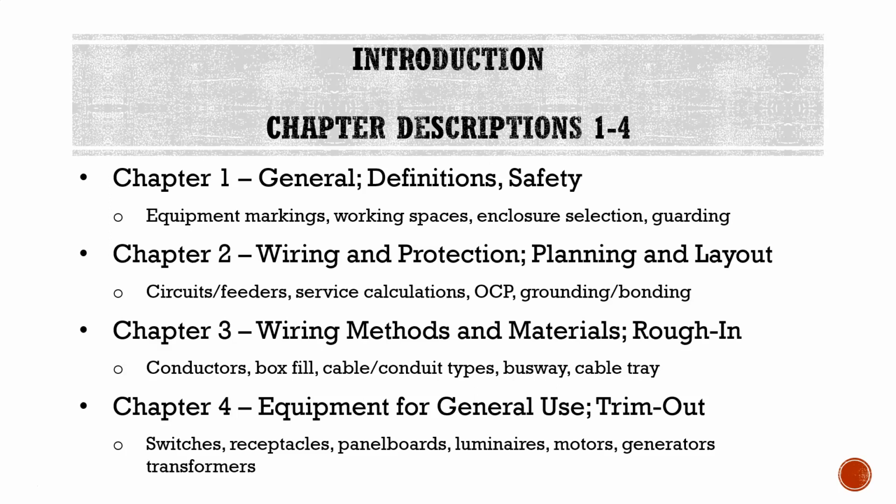So like I said, chapters 1 through 4 apply pretty much across the board to any type of building you can think of. You're always going to have safety requirements. You're always going to have services and grounding and bonding. You're always going to have some type of conductors or cable to energize utilization equipment with, and you're always going to have some type of utilization equipment itself.